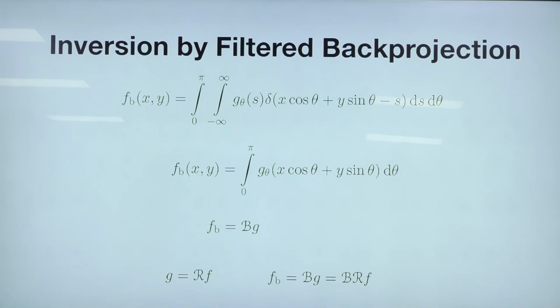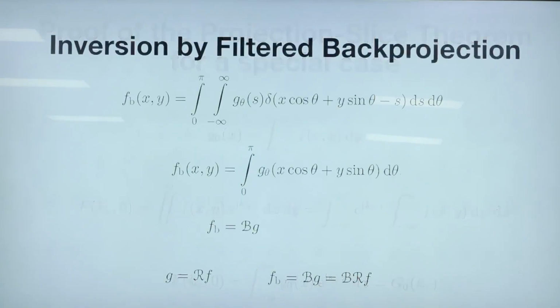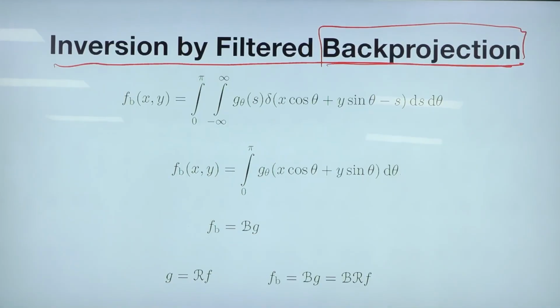So this basic process of getting the object from the data is called inversion by filtered back projection. Back projection means that the process of measurement is equivalent to a projection. So you want to do a back projection to go back to where the data came from. That's the reason why we have the word back projection. Inverse means the process is going back in the reverse direction. So it's the inverse of the data measurement process.